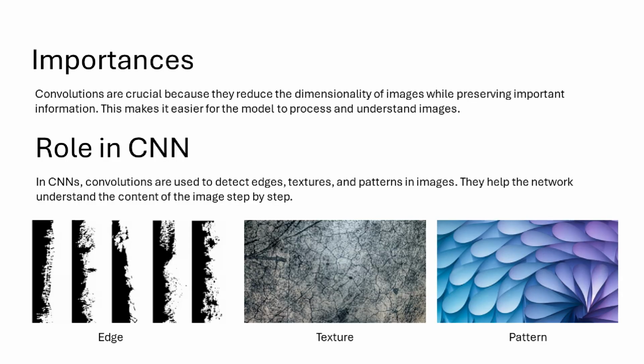Why are they important? Convolutions are crucial because they reduce the dimensionality of the images while preserving important information. This makes it easier for the model to process and understand the images. What is its role in CNN? In CNNs, convolutions are used to detect edges, textures, and patterns in images. They help the network understand the content of the image step by step.